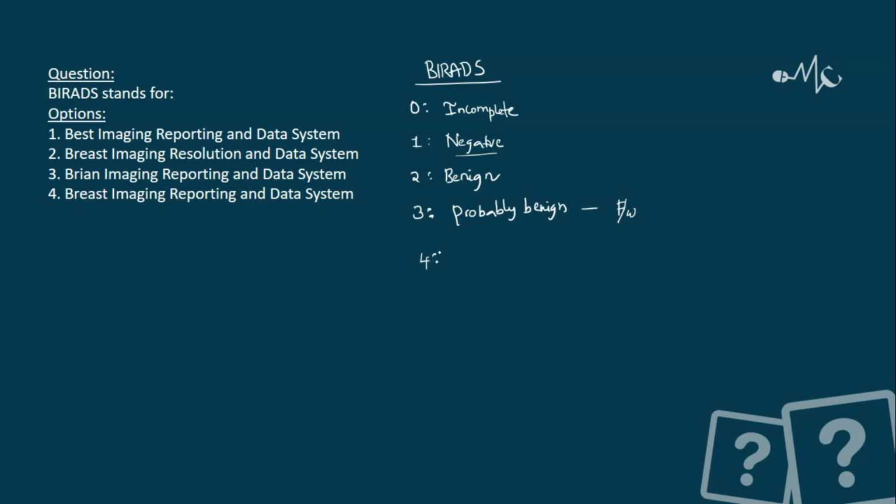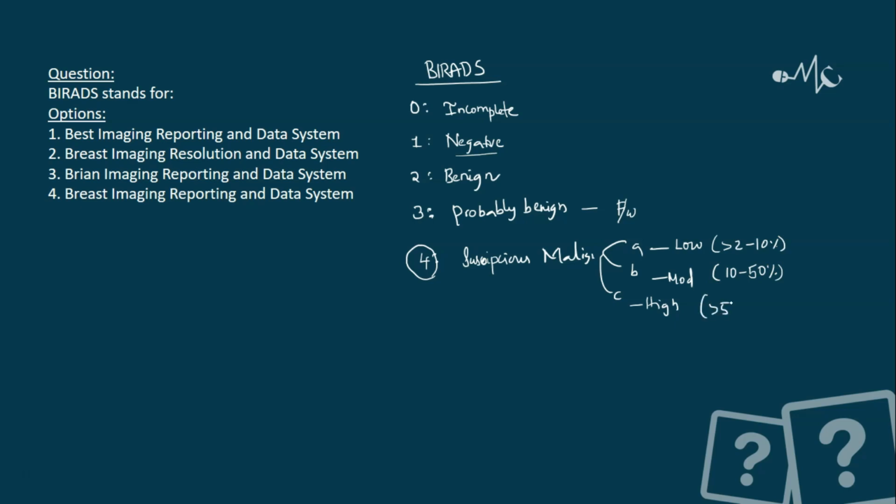In the report, if you see BIRADS 4, then the problem starts. Okay, it's a suspicion of malignancy. And whenever you're suspecting malignancy, there are again three entities in this: A, B, C. It is low suspicion for malignancy, moderate suspicion for malignancy, and very high suspicion for malignancy, almost in the range of 2 to 10%, between 10 to 50%, and more than 50% probability up to 95% chances there.